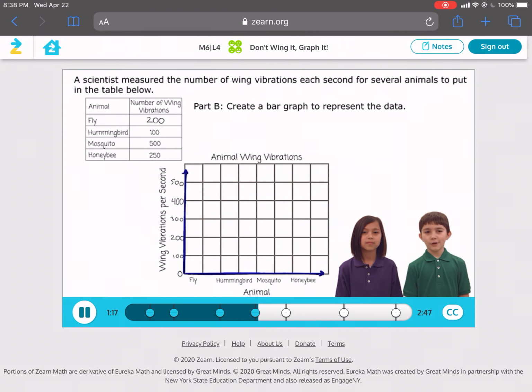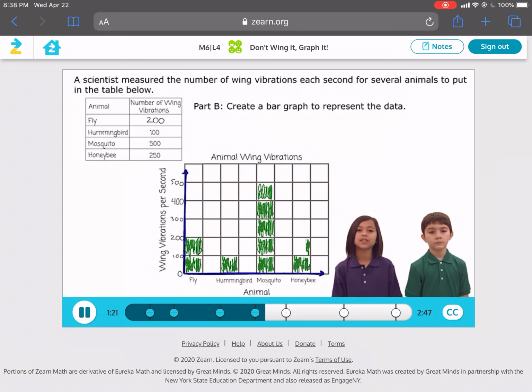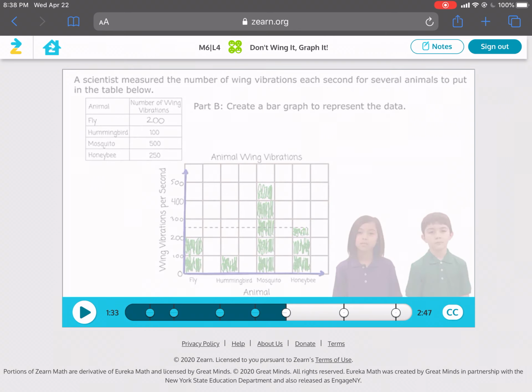Now we have the scales, now we can shade in the bars. For the honeybee, I shaded in 2 units that would equal 200. And then I knew 250 was in between 200 and 300, so I shaded in 1/2 unit to get 250.